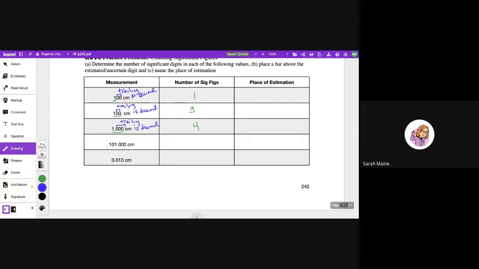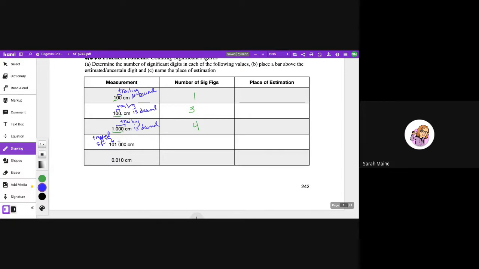Okay, so now we have this next value. Sometimes instead of putting commas in numbers, we leave a small space between groupings of 3. So this would read 101,000 centimeters. I have some zeros here. First off, there is this 0 that is trapped between this non-zero digit and this other non-zero digit. So it is trapped, and because it's trapped, it is definitely significant. Trapped zeros are always significant.